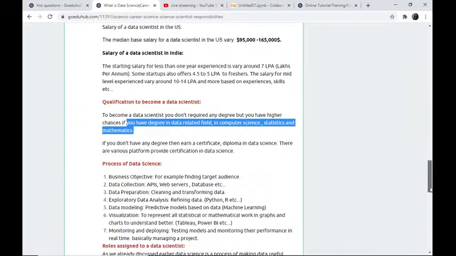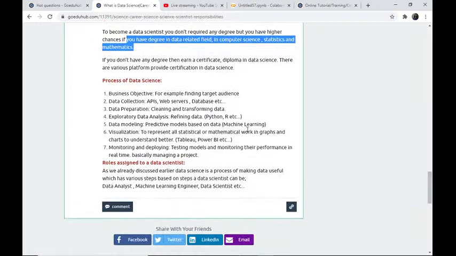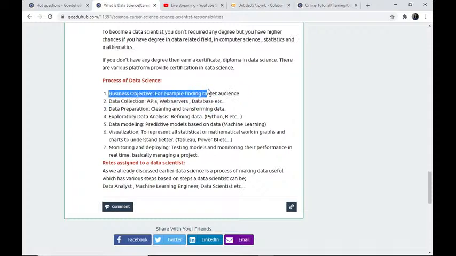Okay, and the main process of data science is business objectives. For example, finding a target audience, what the actual work is for a data scientist. A company just wants to find the targeted audience. We want to collect data from APIs, web servers. We want to work over the databases: data preparation, cleaning and transformation of the data, exploratory data analytics, refining data with the help of some programming language like Python, R, all these.